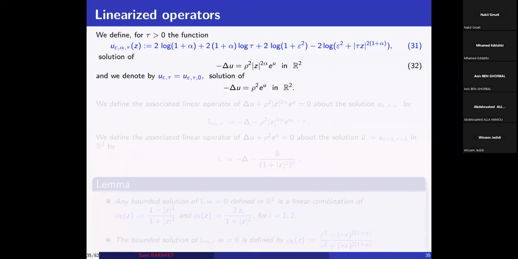Now, we will describe the type of solution that we will consider in our construction. This solution is given by Liouville.